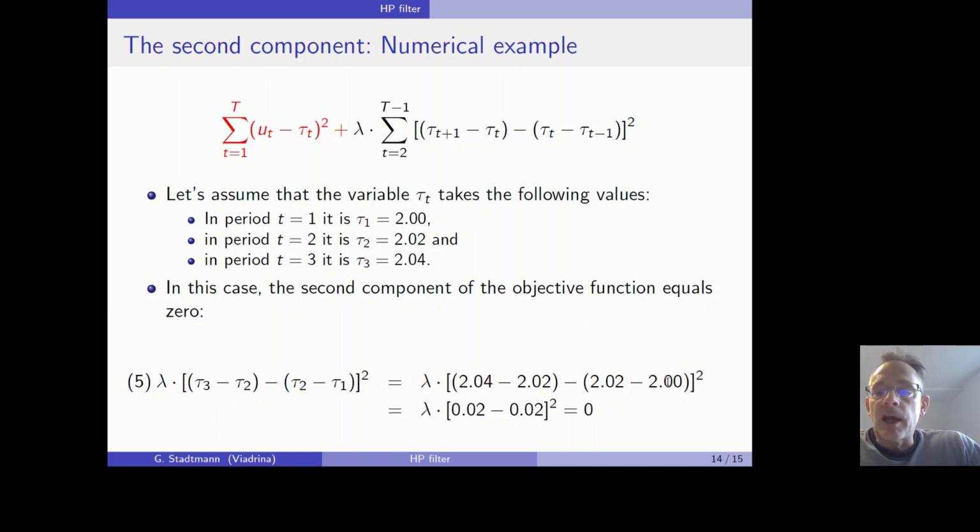The first change is equal to 0.02. The second change is equal also to 0.02. So there is no change in the change of the trend. The trend is constantly increasing, and therefore there is no change in the change of the trend. And hence, in this example, the second component will be equal to 0, and the second component will not fuel the loss function.